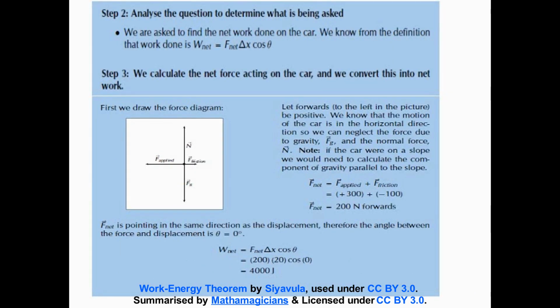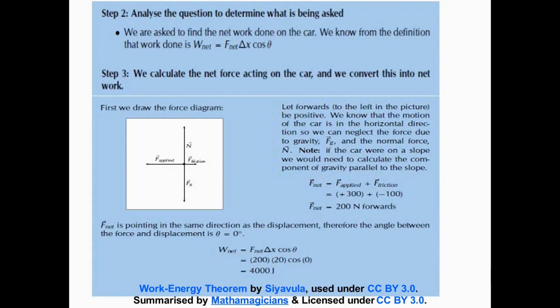Let's have a look at step 2. We first analyze what is being asked. They ask us to find the net work done on the car. Using approach 2, we know that the net work done, W net, is equal to F net, the net force, times delta x cos theta. Step 3, we now calculate the net force acting on the car, and we convert it into the net work.